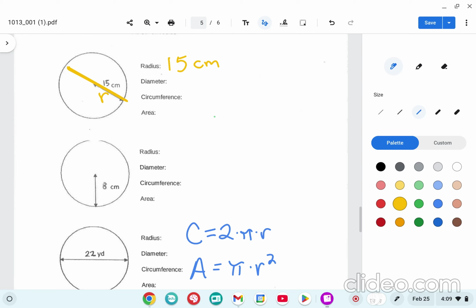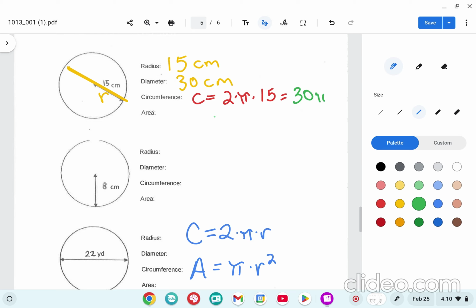Then we do our circumference formula. We're going to take the r value and plug it into our formula. C equals 2 times pi times 15. Except I'm not going to do anything with pi. I'm only going to calculate the number part. 2 times 15 is 30. So my answer is going to be 30 pi centimeters. Notice I'm just leaving pi on the end. I'm not calculating 3.14 or anything like that. I'm just calculating the number part of the answer.